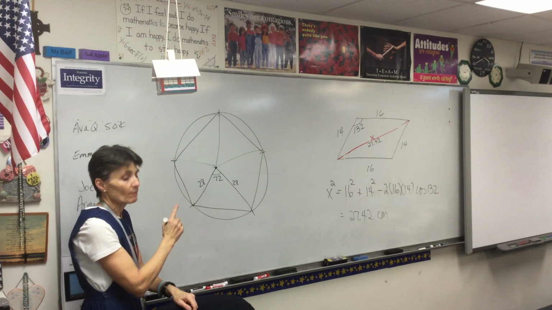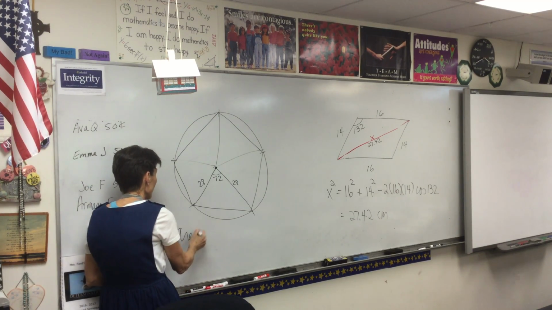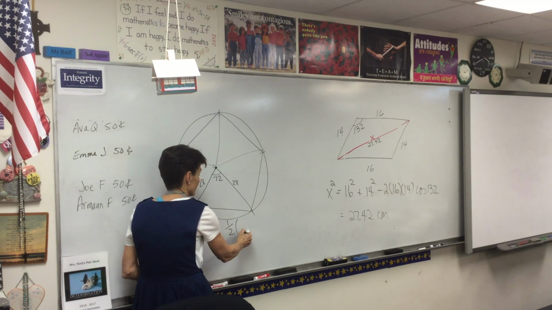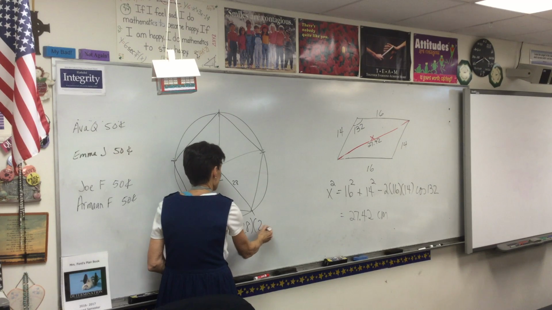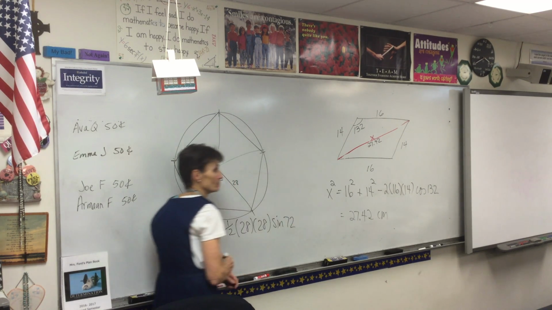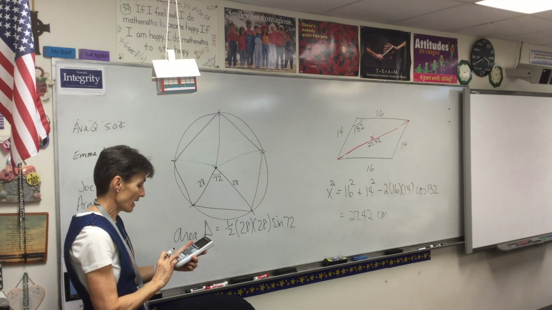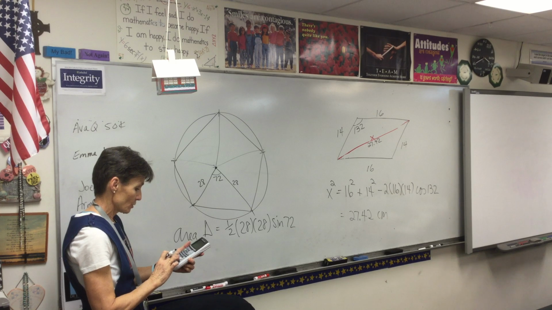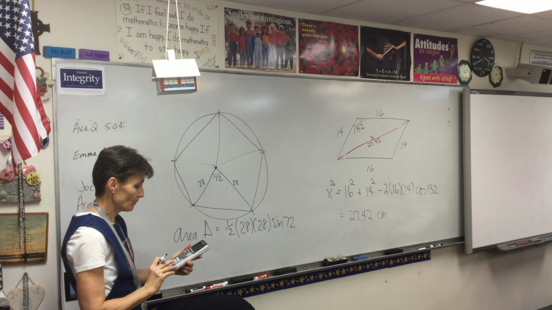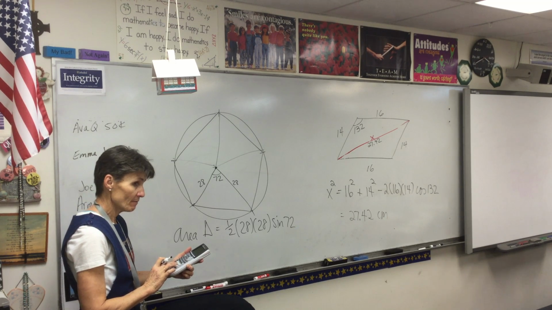Now we want the area, right? Yeah, we want the area. So the area of the triangle is 1/2 times 28, 28, sine 72. So I'll figure that out. So 1/2, 28 times 28 times sine 72. And then multiply that by 5.